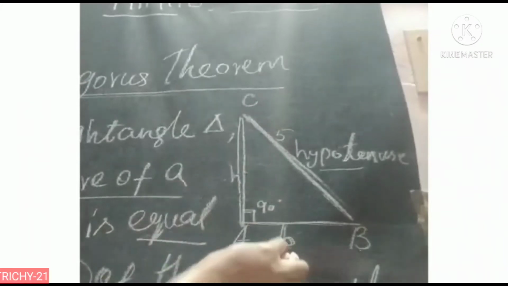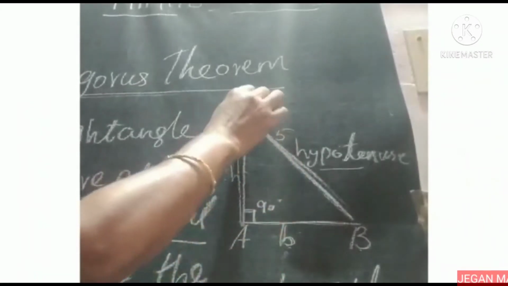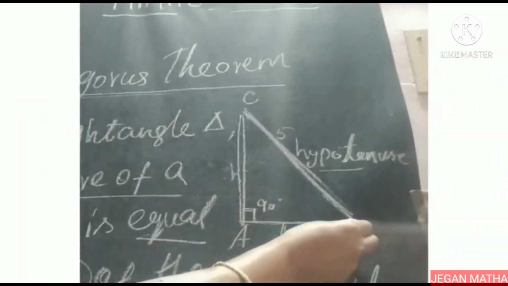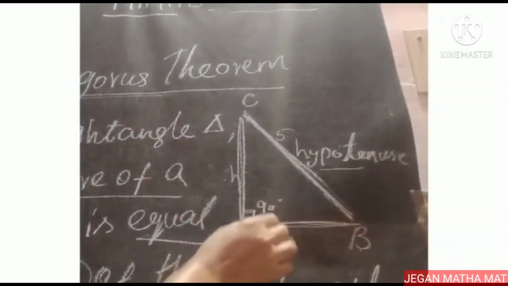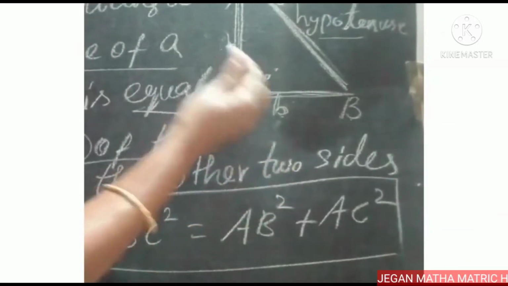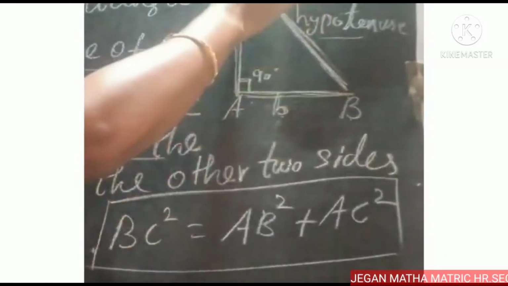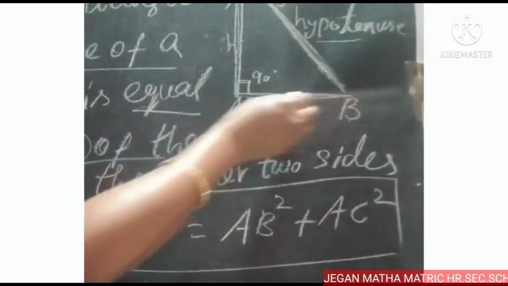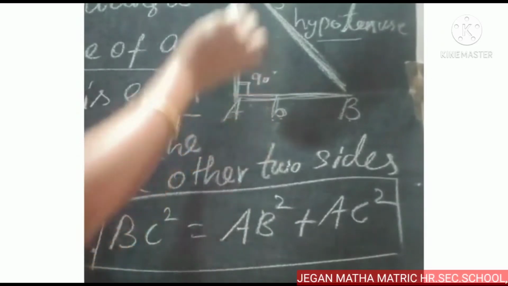Other 2 sides means what? This one, the base, and then the height, these 2 sides. The square of this hypotenuse side is always equal to the sum of the squares of these 2 sides, that is AB square and AC square. So this is the Pythagoras theorem. In a right angle triangle, the square of the hypotenuse side is always equal to the sum of the squares of these 2 sides, AB square and AC square.